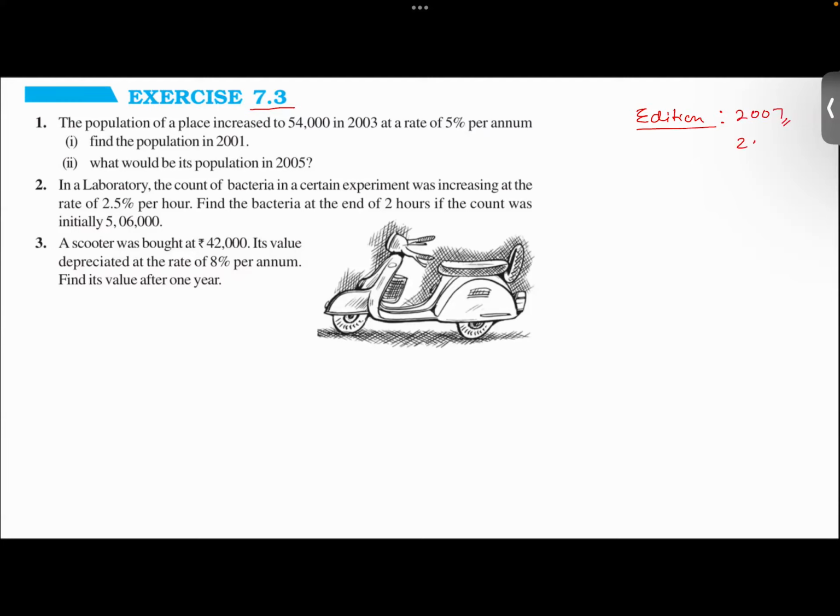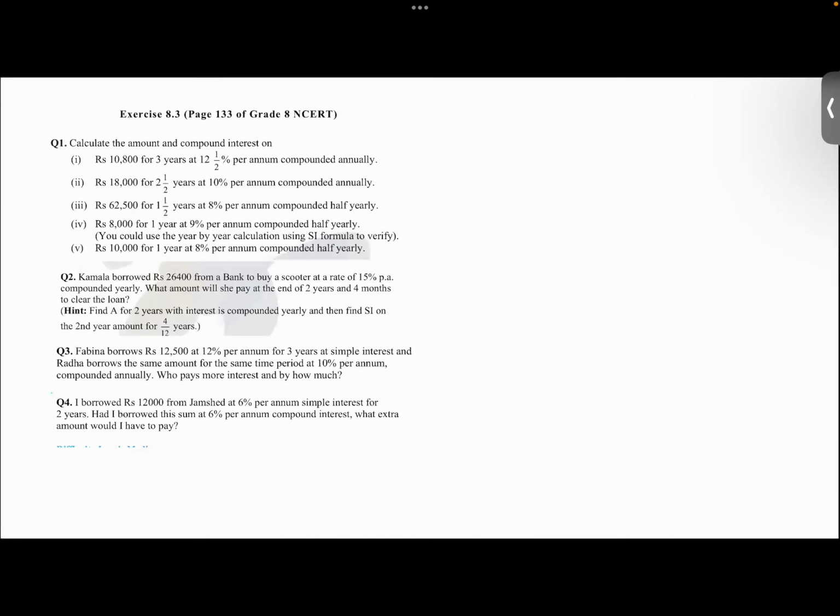Sir, it is after 2014. So by the way, my exercise number is 8.3. Yes, sir. Okay. So let Ahmed check, and the first question is 10,800 for 3 years at 12.5. Okay, then the issue is resolved, Arhan.